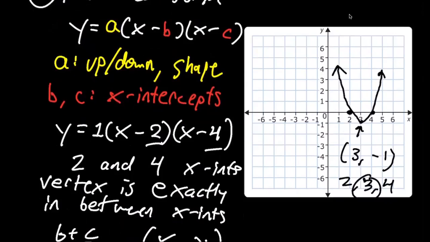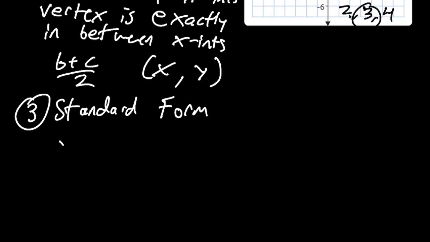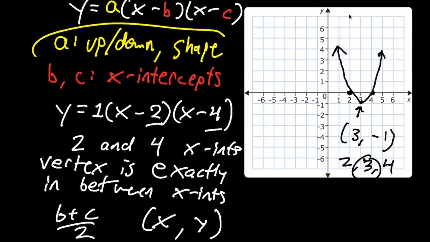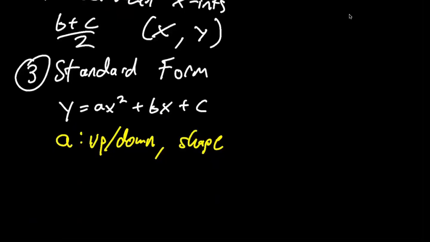Okay, finally, our last form that we started to learn about is standard form. Unfortunately, standard form is not super helpful with graphing quadratics, which is our current unit. Standard form looks like this: y equals ax squared plus bx plus c. We're not given a lot of information. Thankfully, a tells us the same exact information we saw above in our last 2 forms. So whether our graph is facing up or down, and then the shape, so a stretch or compression of our graph.